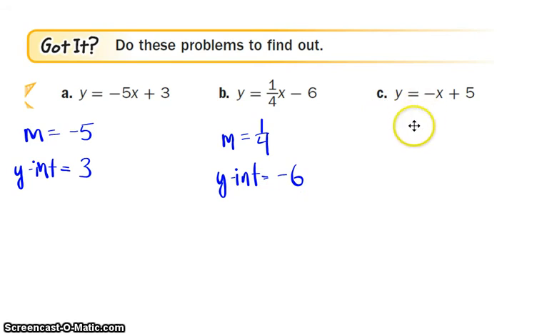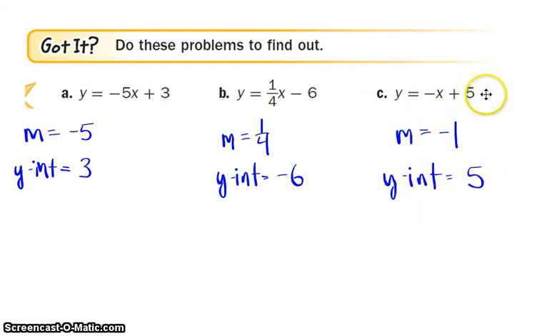For letter C, here you don't necessarily have a number written with the x, but we know that when you don't have a number, it's 1, and in this case it's a -1. So your slope is -1, and your y-intercept is 5, meaning that when you graph this equation, your line is going to cross the y-axis at +5. So again, y equals mx plus b. M is your slope, b is your y-intercept. That's why it's very handy to have equations written in slope-intercept form, because it's very easy to graph from.